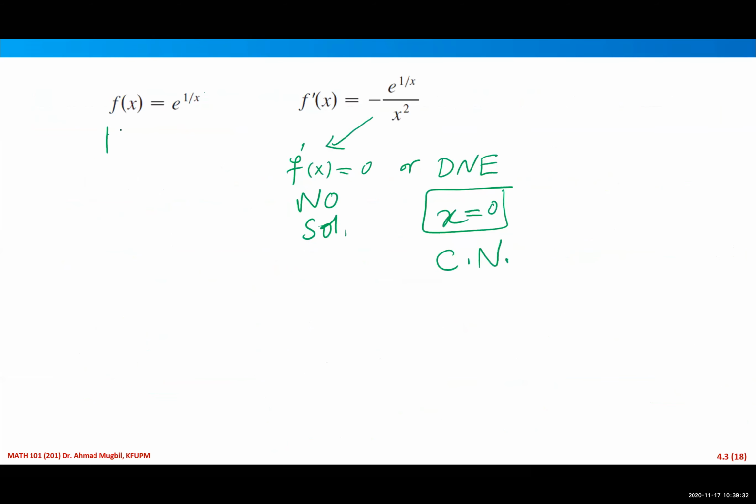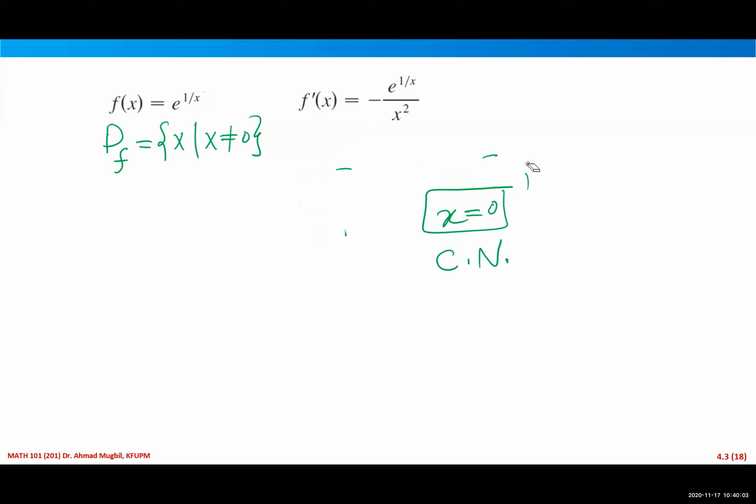So you mention here that the domain of this function is all the real numbers except 0. So you can write it as all real numbers just without 0. So it is not in the domain. So it is not a critical number. To be a critical number, it must first be in the domain. So what do we conclude from that, shabab? No critical numbers. So no critical numbers means what?